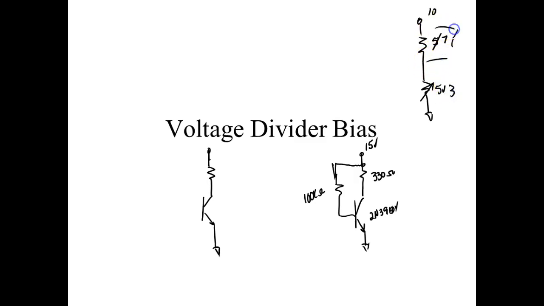So I'm measuring across this. So if I see the voltage drop across my resistor going up, it means the voltage drop across the transistor has to be doing what? Going down. Okay? You understand that?